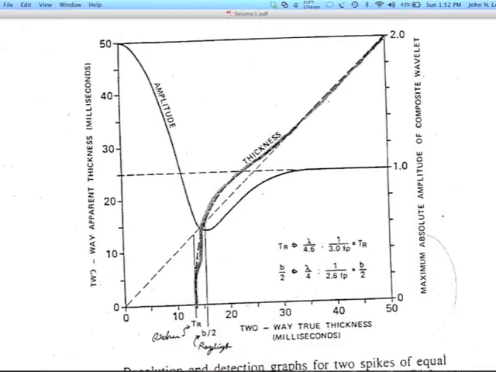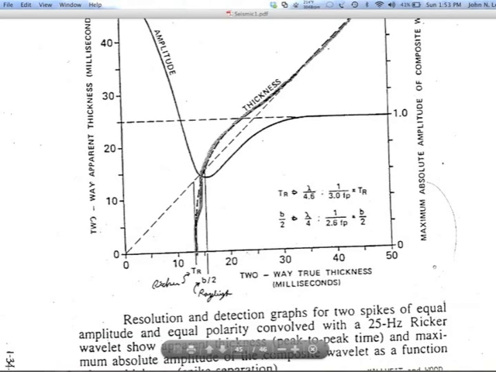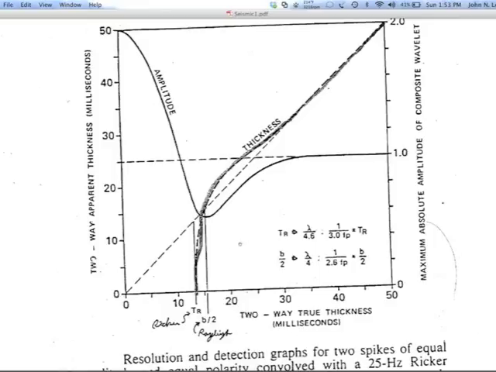Now this curve here, and you can see that there's some shading on the one I want to look at, the thickness curve. On the horizontal axis is the actual milliseconds of thickness, so that's a time thickness, like we're looking at a reflection section. It's a time thickness that is truly there, a layer that truly has that thickness: two-way time of 10 milliseconds, 20, 30, etc. And we're using a 25 hertz Ricker wavelet here to illustrate.